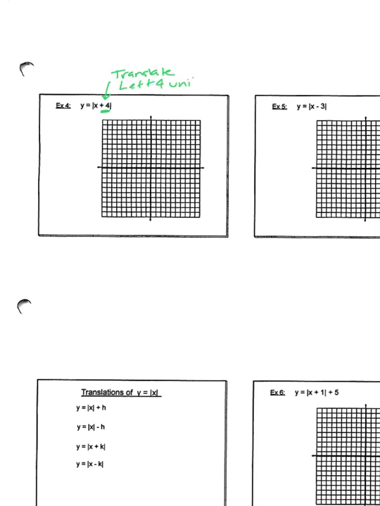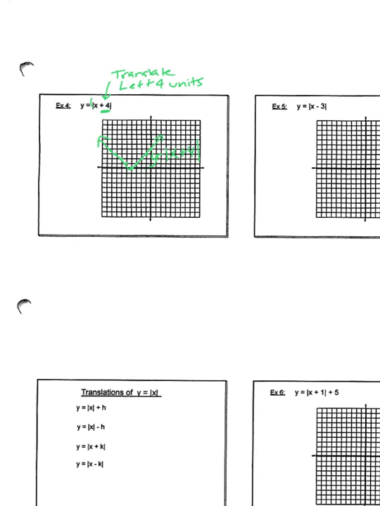4 units. So from the parent function, from the origin, you're going to count left 4 units: 1, 2, 3, 4. That's where your vertex is. And I'm keeping the slope right now at 1, so I go up 1, right 1, up 1, right 1, up 1, left 1, up 1, left 1. And there's your absolute value function, y equals absolute value of x plus 4.